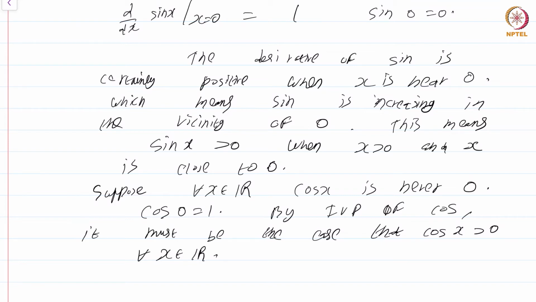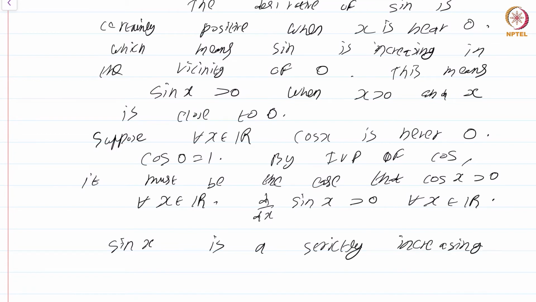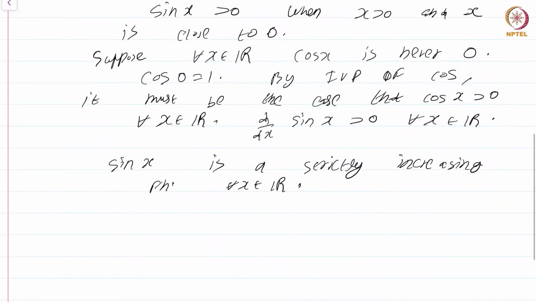So what does this tell us? This tells us that d by dx of sine x is greater than 0 for all x in R, which just means sine x is a strictly increasing function on the whole of R, not just in the vicinity of 0. Now, we are going to manipulate sine and cos using the trigonometric identities that we have established in the last module to derive what we need.